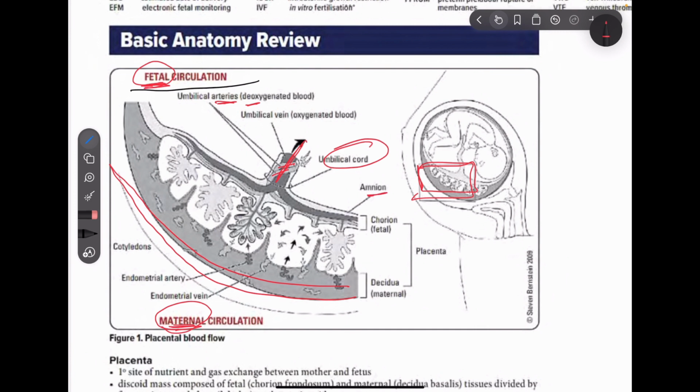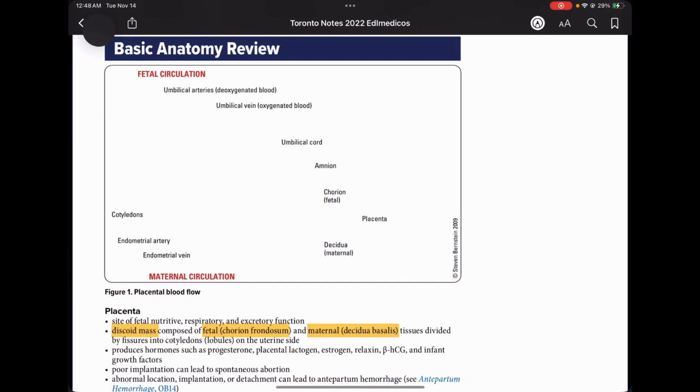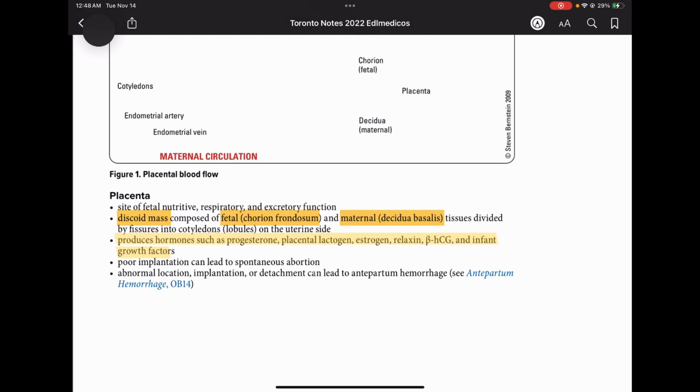Then we have amnion, and the fetal part is called chorion, and the maternal part is called decidua. Chorion and decidua combine to make a placenta. In the decidua part, in the maternal circulation, we can see that there are endometrial arteries and endometrial veins, and then there is formation of cotyledons because of the fissures inside. So these parts are called cotyledons. This is a brief overview regarding placental blood flow.